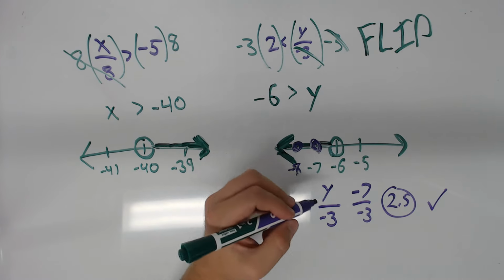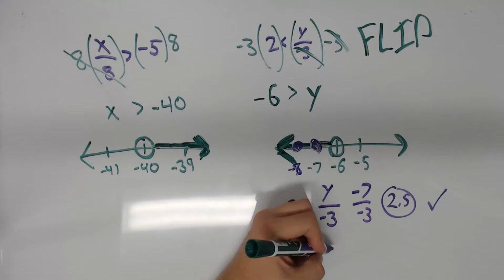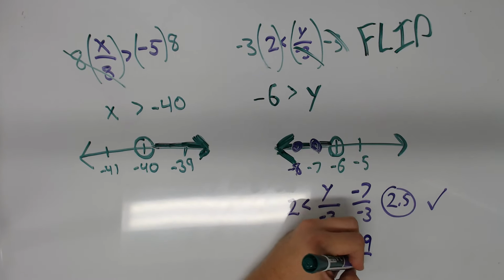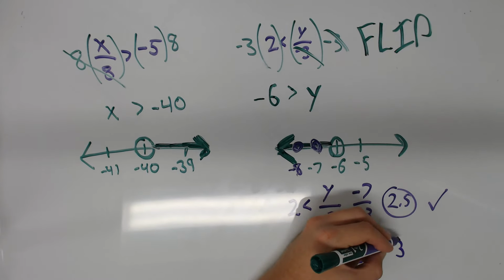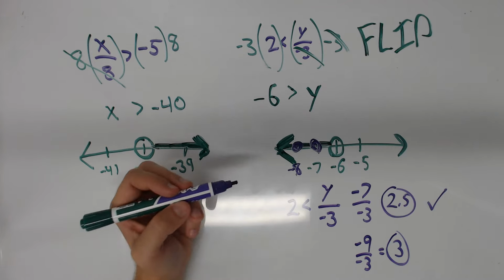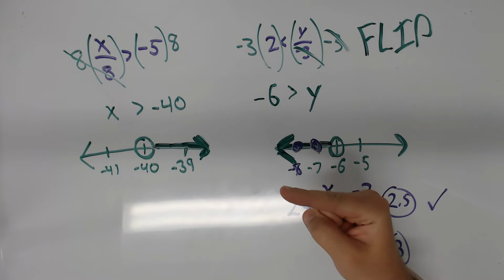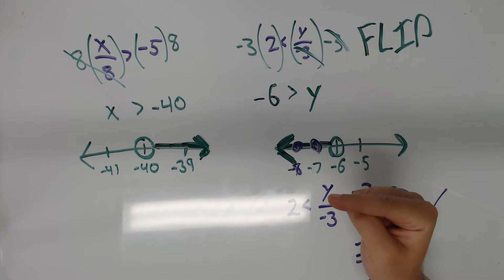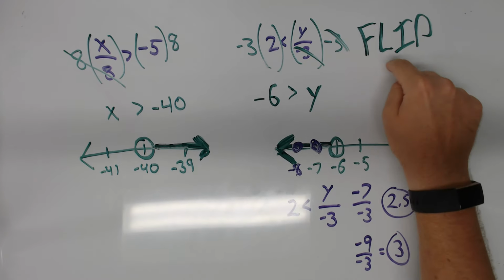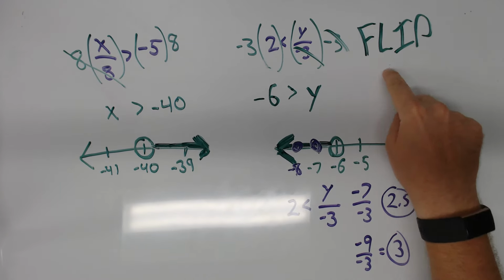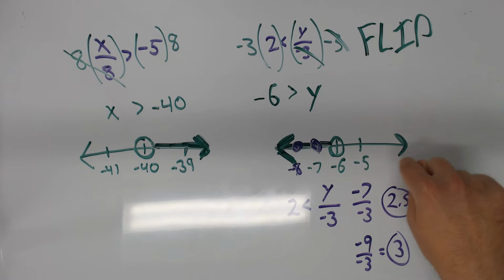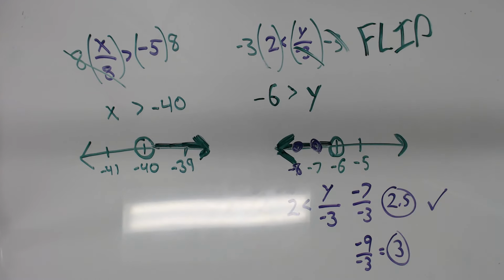How about negative 9? Let's try one that's going to come out to an even number. Negative 9 over negative 3 is positive 3. Again, that's bigger than 2. So all the numbers going that way on the number line are the correct solutions. So hopefully that convinced you that flipping the symbol was the right thing to do. If I choose numbers on this side, my original inequality is not going to be correct. So flipping was necessary.